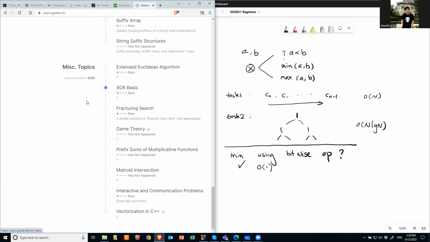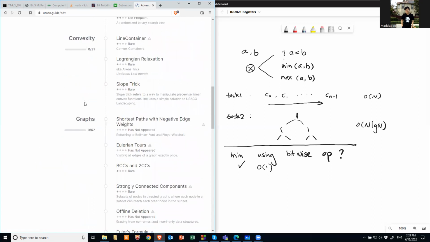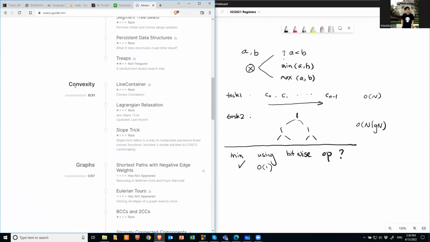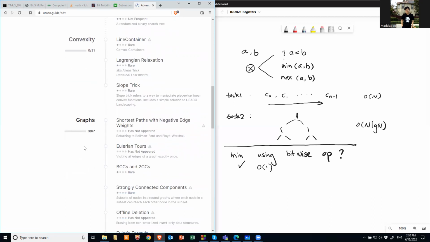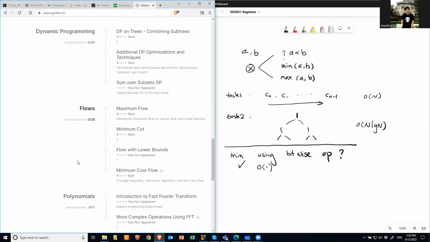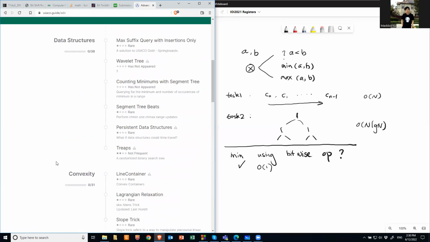Those are the things I'd like you to study as much as possible. I would go pretty much in this order: figure out the complex data structures, remind yourself of the convex hull DP, and study more about graphs, then understand the flow problems and understand how to do the fast Fourier transformation. Okay.